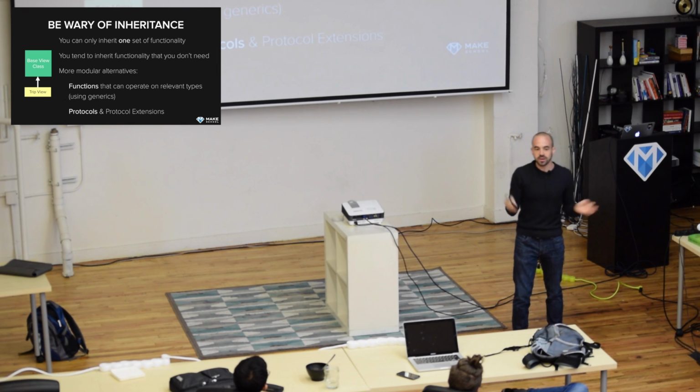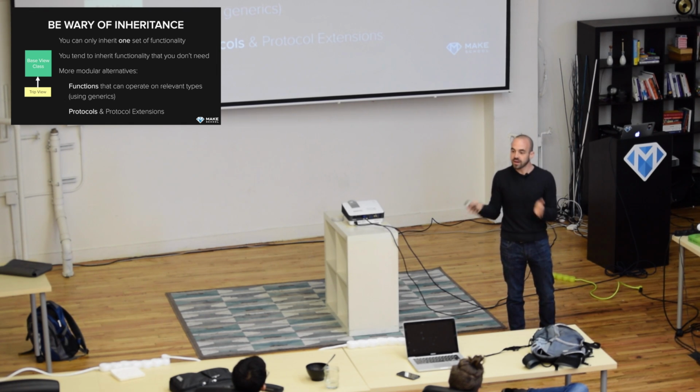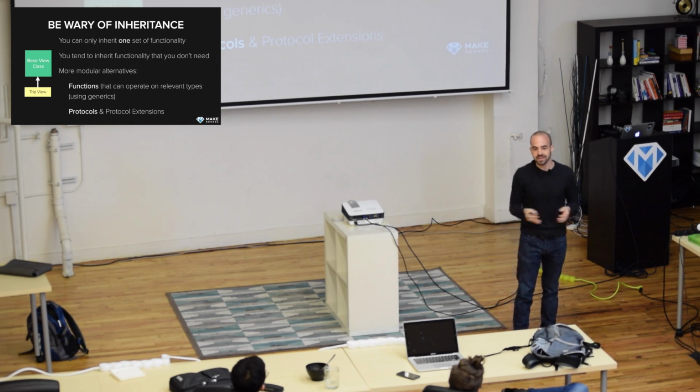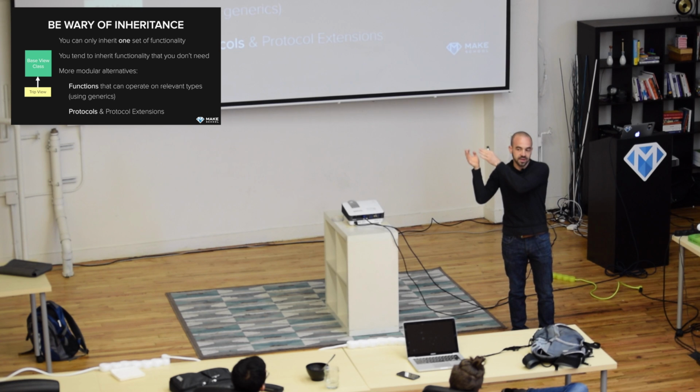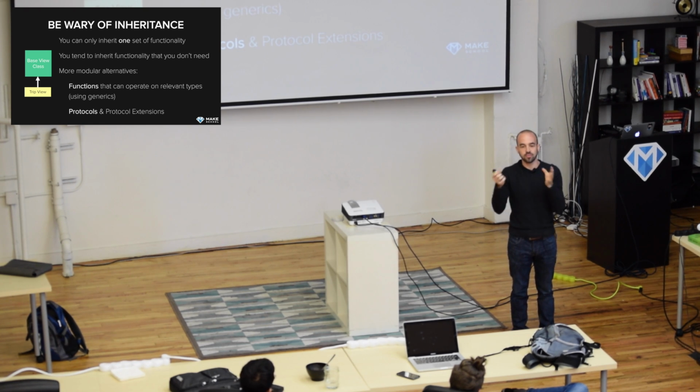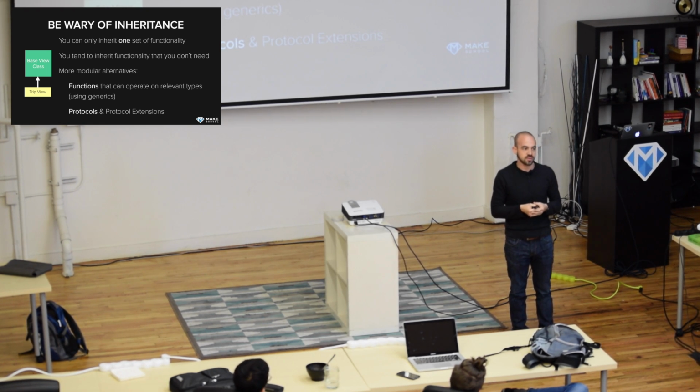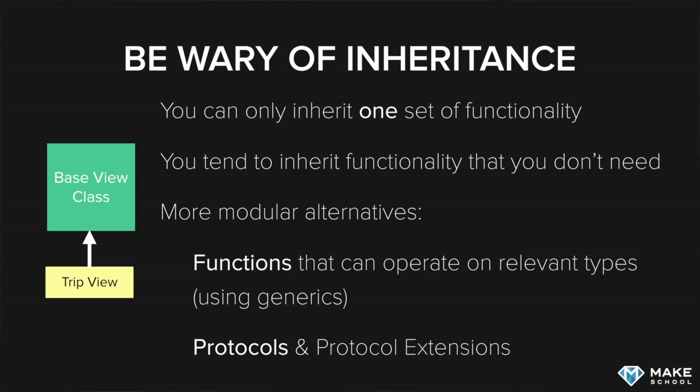If you have code that you want to share, for example, for logging or for talking to a database, then you have to decide whether your class is a view or whether it is a database object or whether it is a logging object. But it cannot be 3 things at the same time if you use inheritance. There are actually more modular alternatives of sharing code. And these are functions, just free functions that can work with different types. We're going to talk about that more separately.